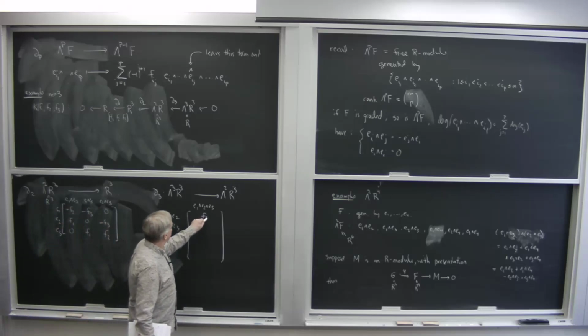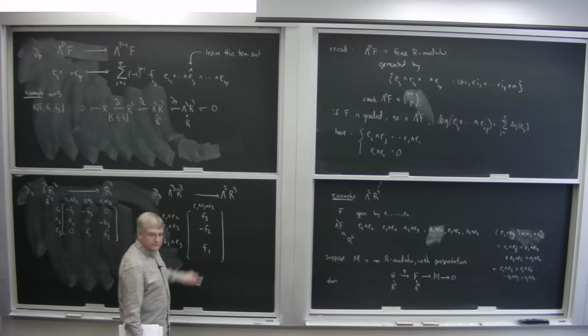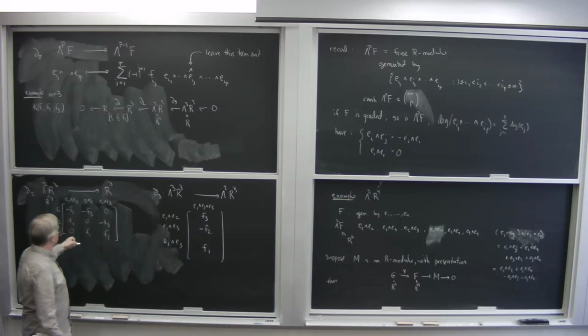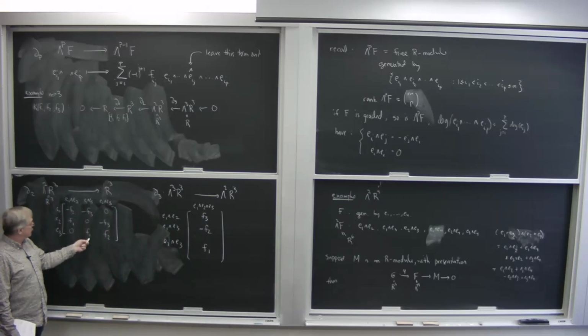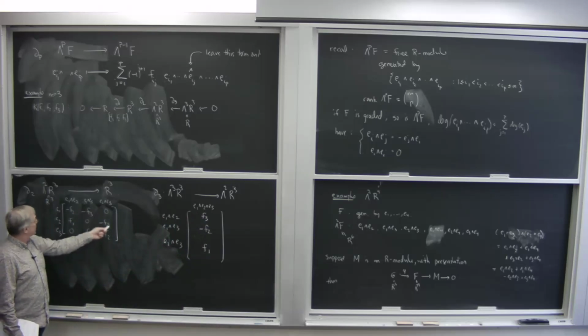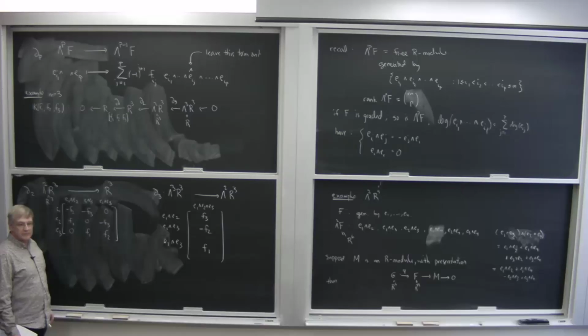This is F3 minus F2 and then F1, which, by the way, is the obvious syzygy on these three things. If I take F3 times the first column minus F2 times this, those cancel, and then plus F1 cancels with both of those terms. Okay.